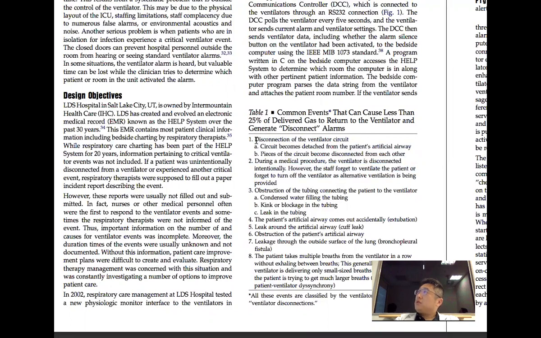For example, disconnection of the ventilator circuit during a medical procedure, or obstruction of the tube. Some of these disconnections are intentional, sometimes for treatment, so you disconnect it. But sometimes things like kinking are abnormal. So this is a description of the ventilator disconnection.